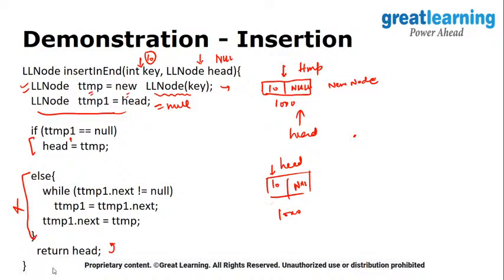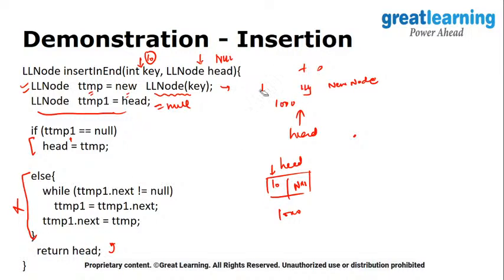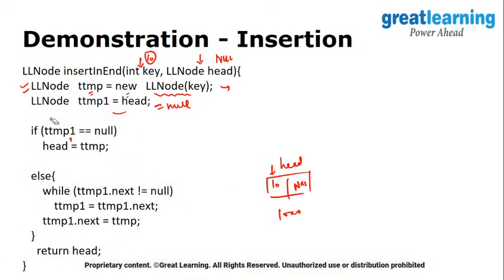Now let's suppose we execute the same thing again. In this case, what happens? Now you already have this node, this is your one node. Now you're calling this function again and you're trying to insert again. Let's see what happens this time.